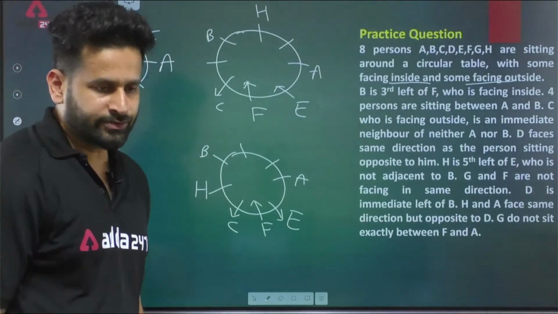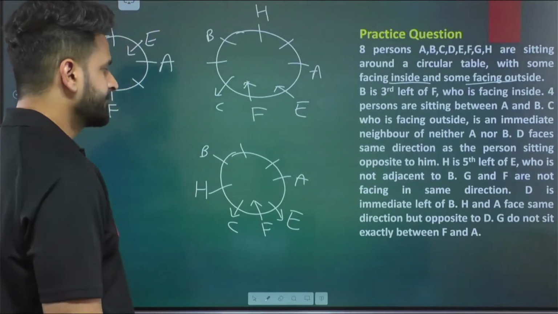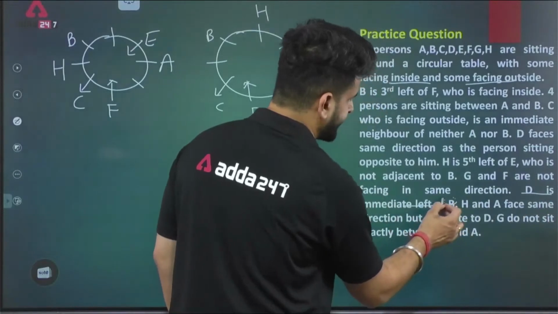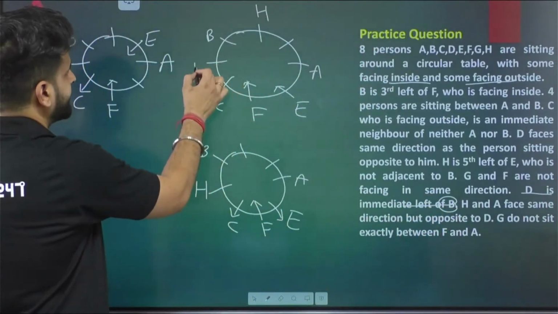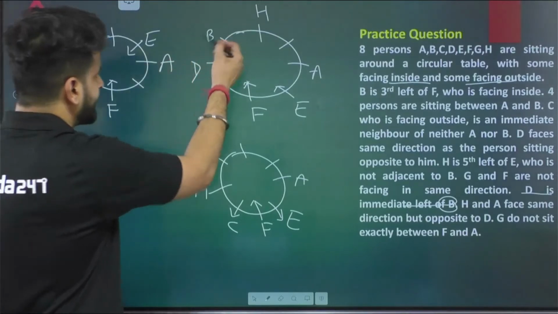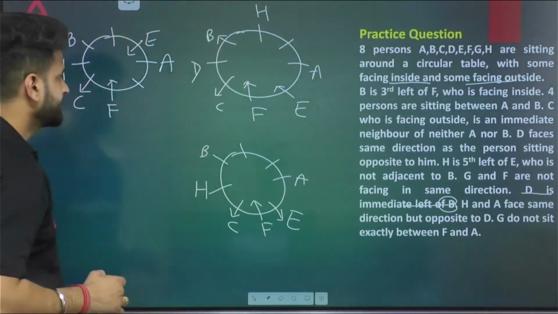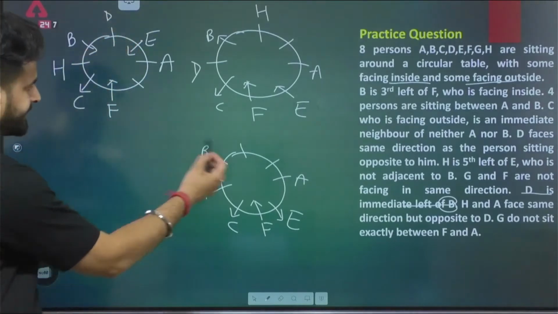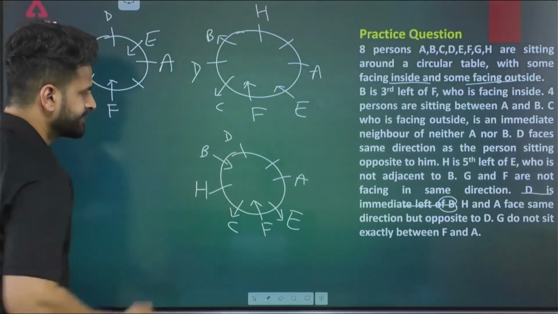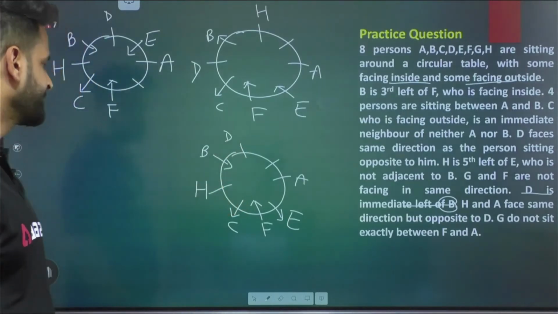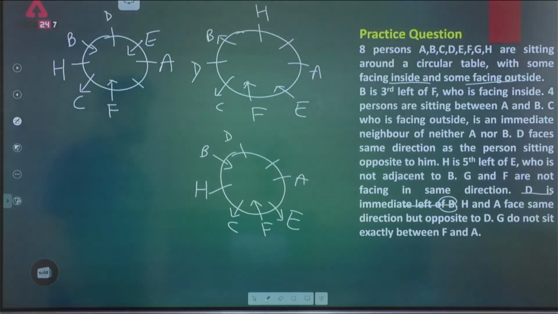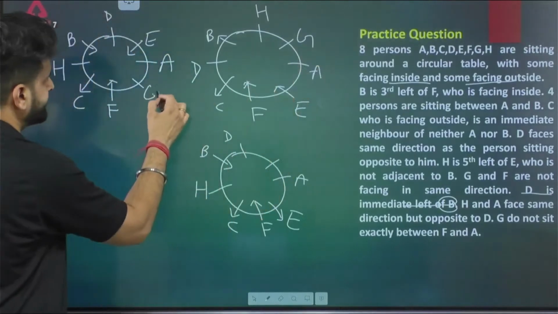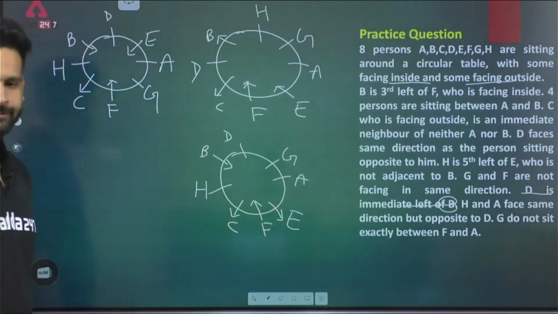Now related to these two elements, any other information? D is immediate left of B. Definitely it has to be D. To make this immediate left of B, B has to face outside. D is immediate left of B. This will be D, facing inside. Is it clear? Now, which is the remaining person? G. G is the remaining person. This will be G. Is it clear?